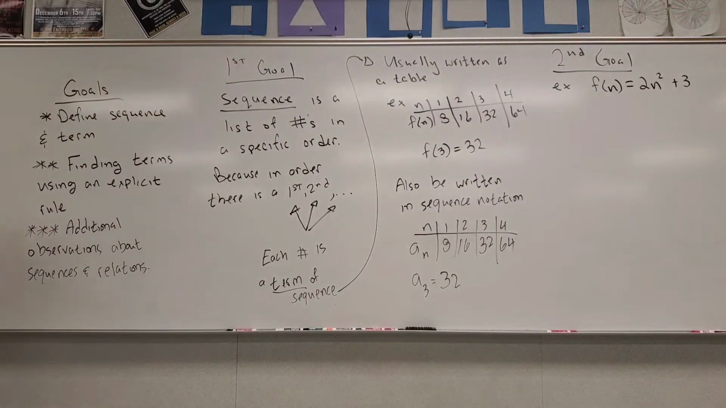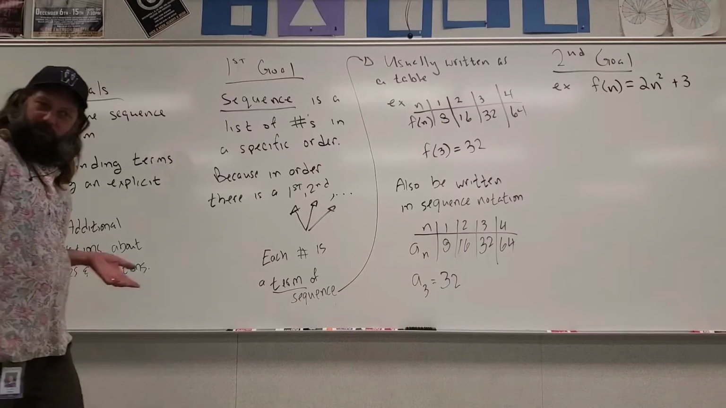We have 3 goals today. Our first goal is to define what we call a sequence in terms. The second goal is we're going to be finding terms using an explicit rule. And our third goal is going to be about additional observations about sequences and relations. Okay, so let's just go ahead and jump right in.